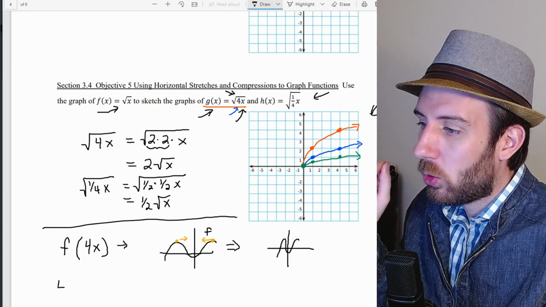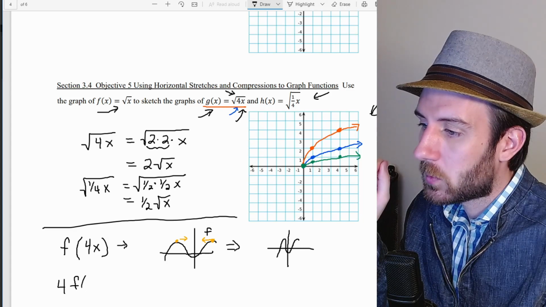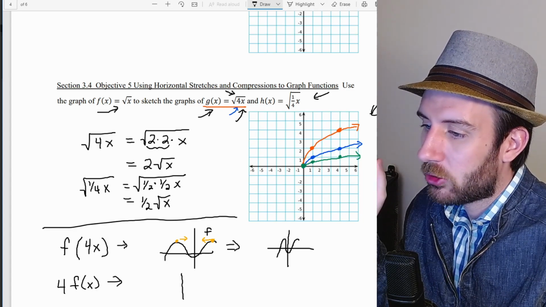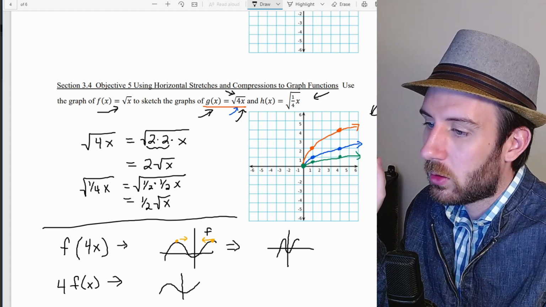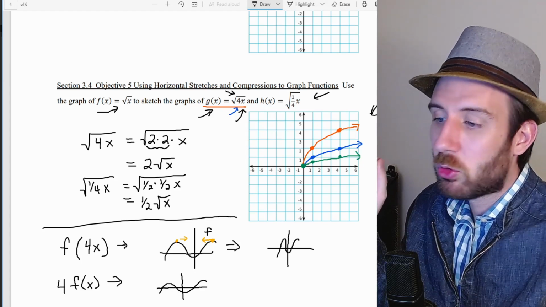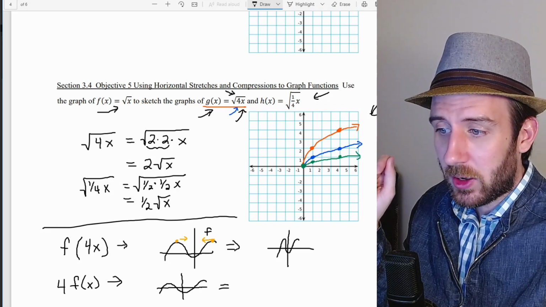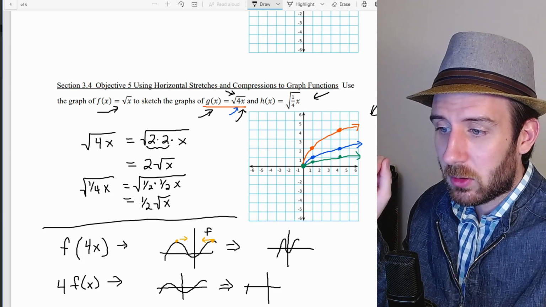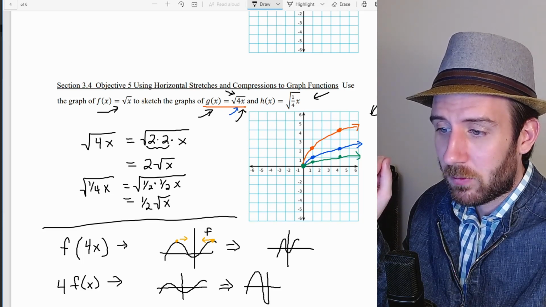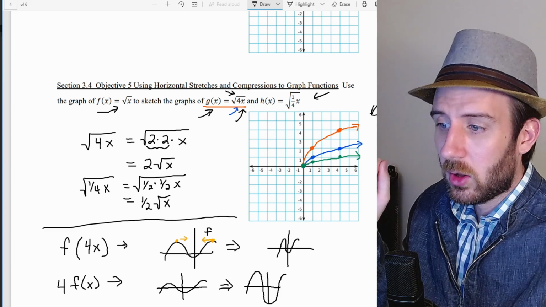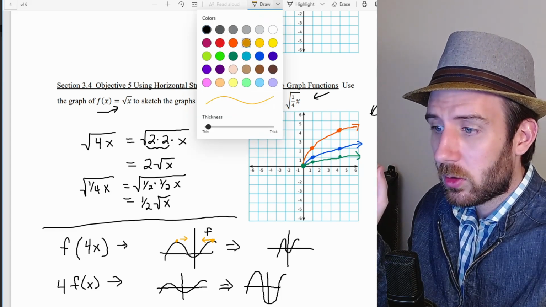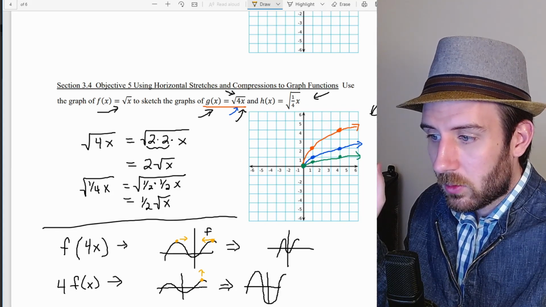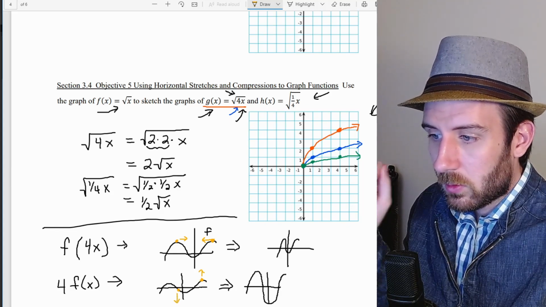Versus if I have 4 times f of x, then what that means I'm doing is I'm taking some kind of picture like this, and I'm growing all of this to be 4 times as high. So that actually now it's going to be thinking I'm taking those answers and I'm making them 4 times as high. So I'm taking all of these values and expanding them out that way. Kind of interesting.